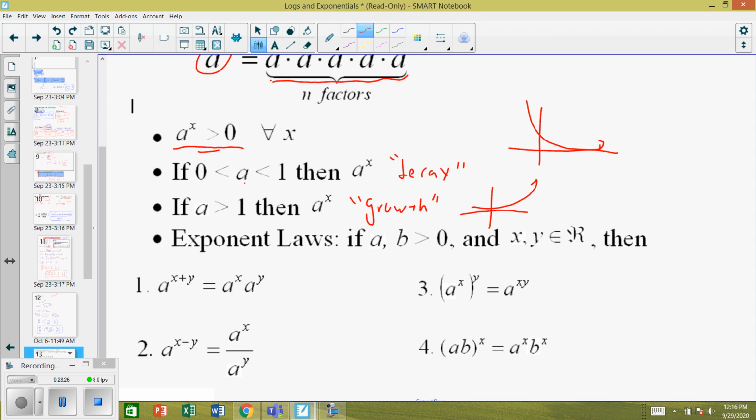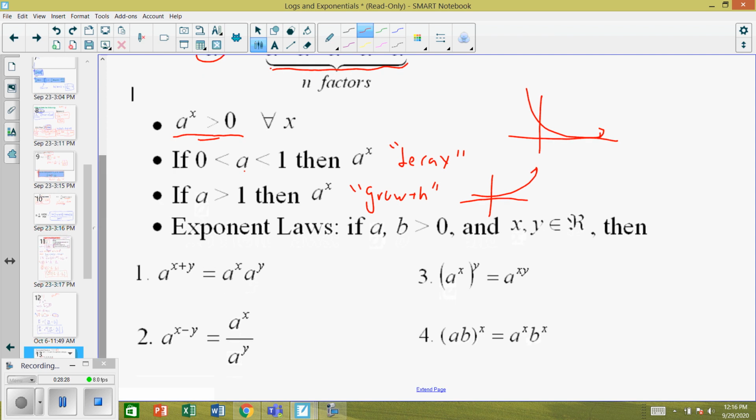Just some laws to remember, and you can read over these four laws here, but we've done these before in the past, and they help us later on down the road, so you can review those four properties, okay?